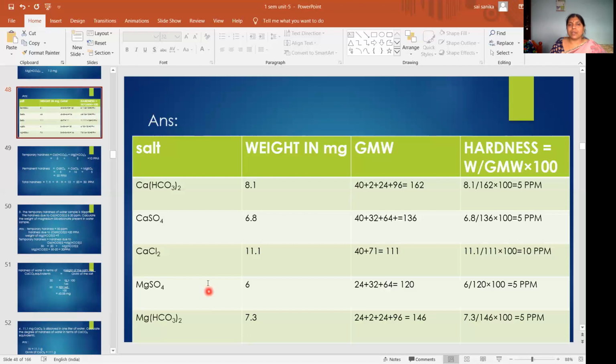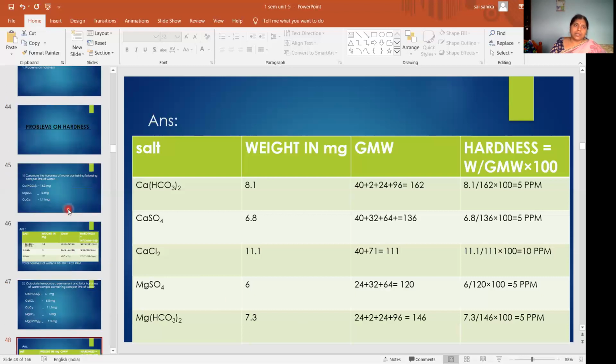To confuse you, sometimes they will give other salts. If at all they give other salts, you need not calculate the hardness for that salt because it will not give hardness. If you want to write it in the table, write the salt name and weight, and in the last column write that this salt will not give hardness. If you find out the hardness of that salt also, it will become a mistake. The whole problem goes wrong. Okay, so like that you have to calculate the hardness of a water sample.